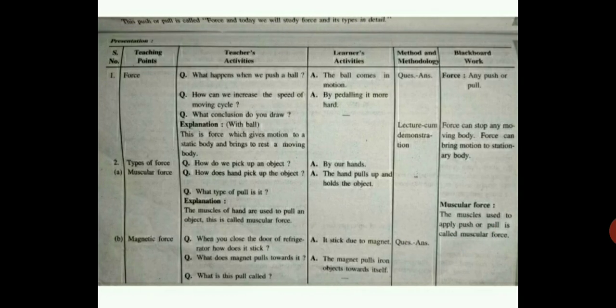When the question becomes problematic, the pupil teacher has to answer that problematic question. For example, here the teacher has answered, this push or pull is called force. And today we shall study about force in detail. Now we come to the presentation, the developmental questions. Here the pupil teacher asks about force, and some general questions are answered by the learners.